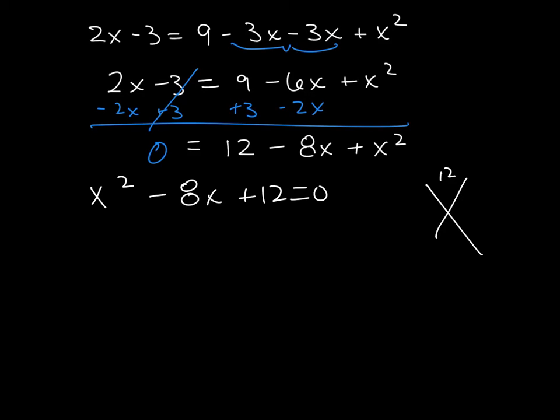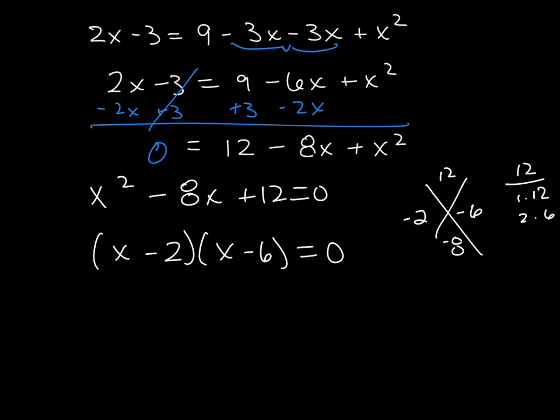I'm looking for the factors of 12 that equal a negative 8. All of the factors of 12, 1 times 12, 2 times 6. So we're going to use 2 and negative 6 because those two will add up to give me my negative 8. So then it's factored to be x minus 2 times x minus 6 is equal to 0. And x minus 2 is equal to 0, so x may equal 2, and x minus 6 is equal to 0, so x is equal to 6.